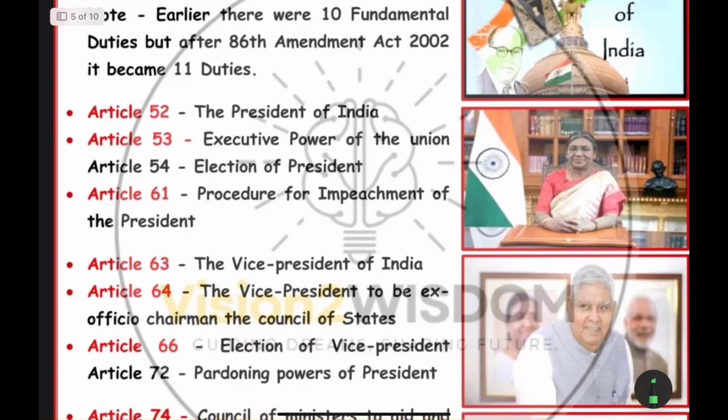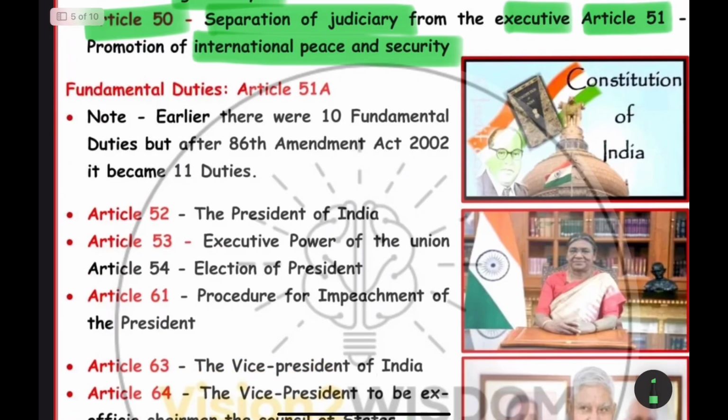Now, fundamental duties. How many fundamental duties are there? There are a total of 11 fundamental duties in article 51A. Earlier there were 10 fundamental duties, but later, by the 86th Amendment Act of 2002, it became 11.